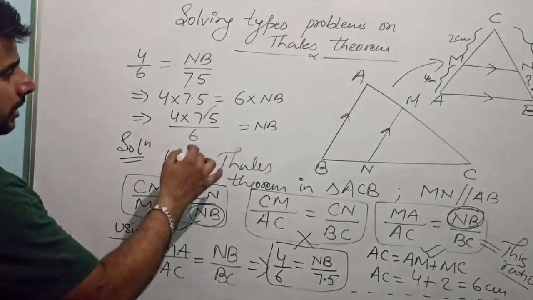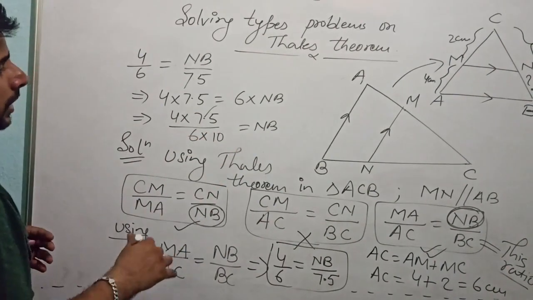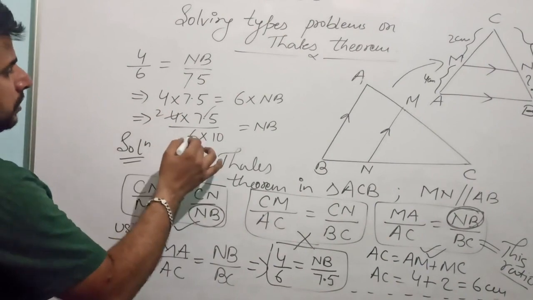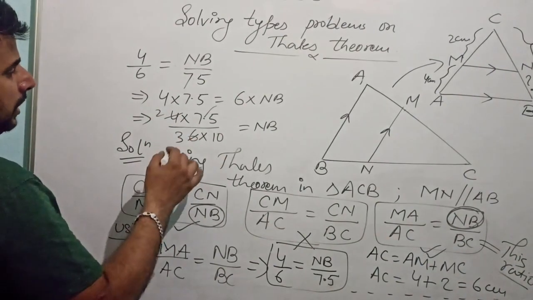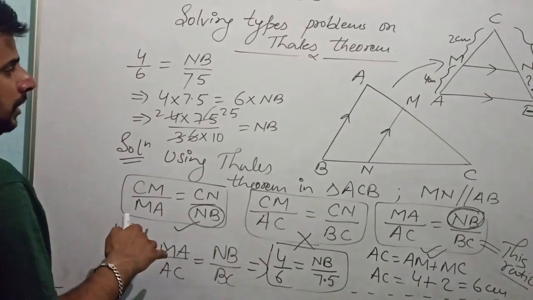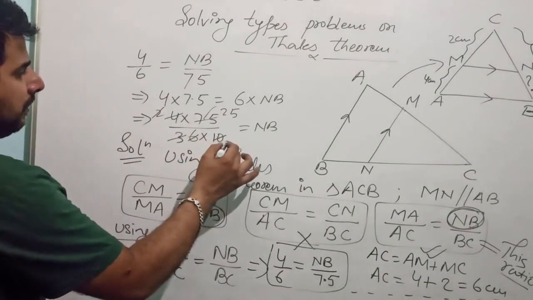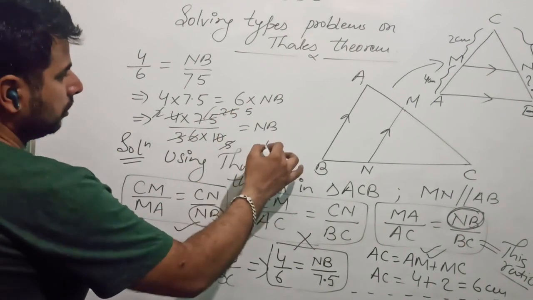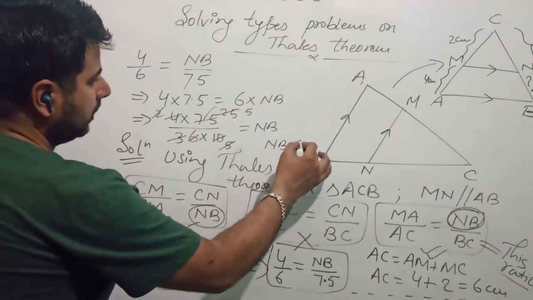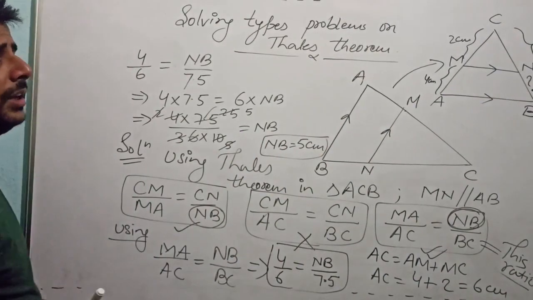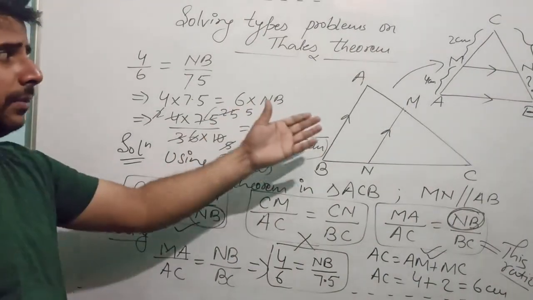Now remove the decimal, you will get 10 in denominator. Now just try to solve it. So 2 cancels 4 2 times, 2 cancels 6 3 times. Now the 3 cancels 27, 9 times. Right, now 2 cancels 10 5 times. Now 5 cancels 25 5 times. So your final answer NB is equal to 5 centimeter. So this is the way that we are going to solve this type of questions.